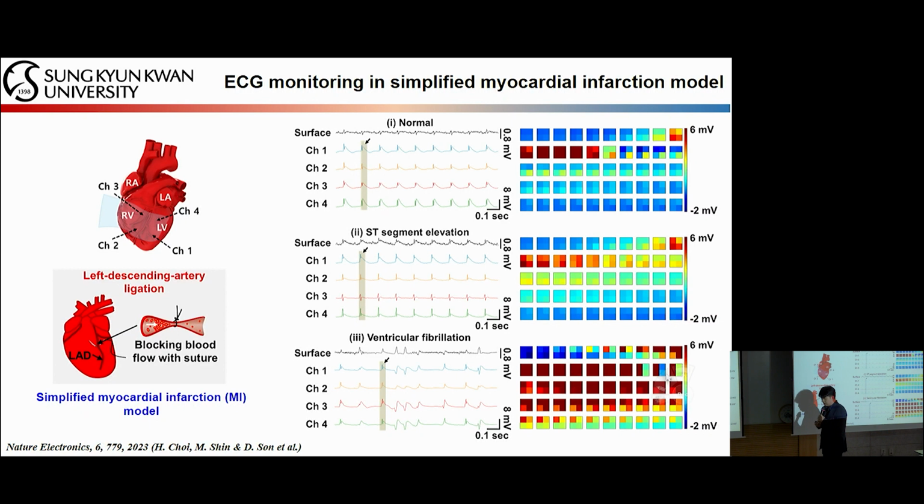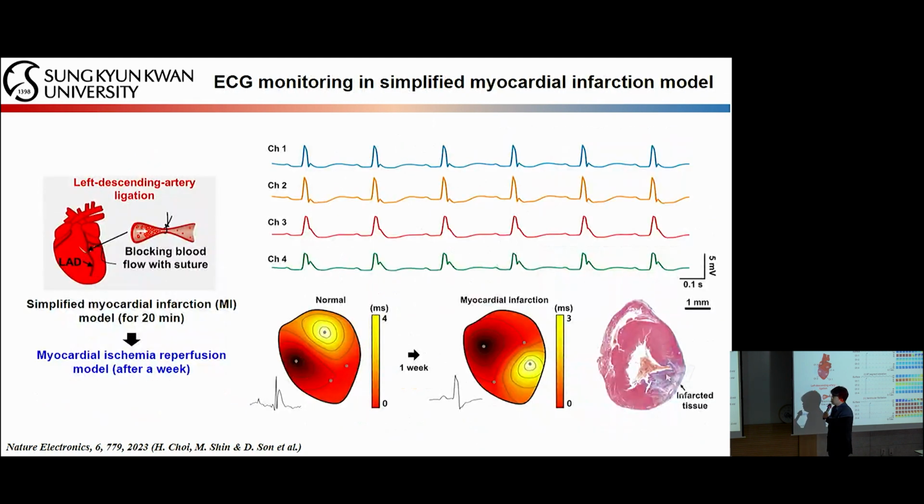And to further demonstrate our unique functionality, the diagnosis and therapy of our patch, we prepared 2 kinds of cardiac disease models. First one is a simplified myocardial infarction MI model that was prepared by blocking blood flow through the suturing process. So we confirmed the MI related ECG signals that are ST segment elevation and ventricular fibrillation. And also after a week, a myocardial ischemia reperfusion model was also prepared, and we could confirm the infarcted tissue.